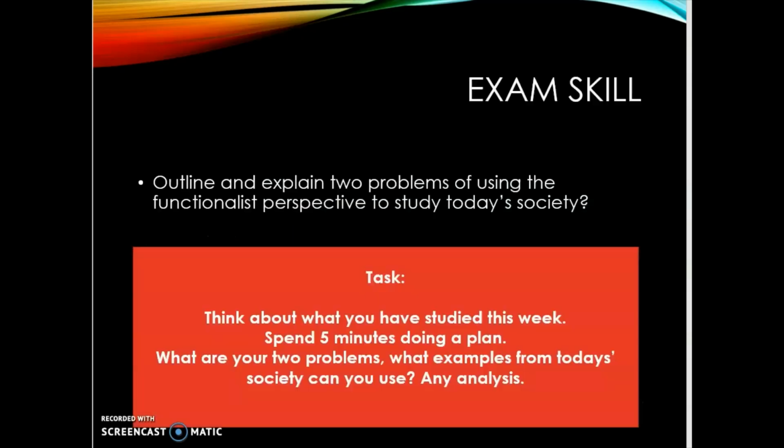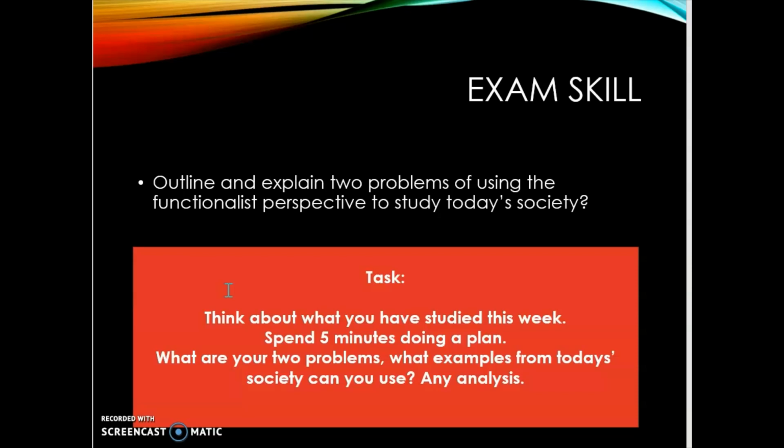And then finally, we've got an exam skill. Outline and explain two problems of using the functionalist perspective to study society today. So what I want you to do is think about what you've studied this week as you've worked through this long video tutorial, and just spend 5 minutes doing a bit of a plan. What would be your two problems? What examples from today's society could you use? Any analysis? And just spend 5 minutes doing that.